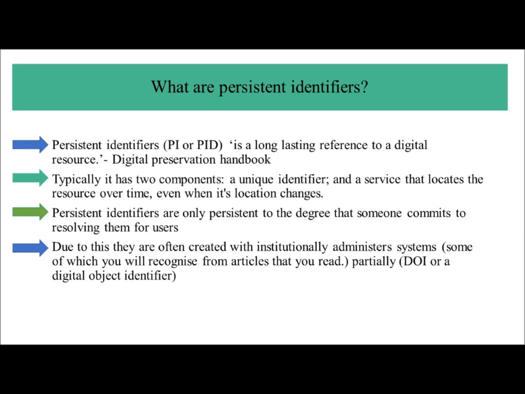Persistent identifiers are defined by the Digital Preservation Handbook as a long-lasting reference to a digital resource. The two main components of PIDs involve a unique identifier and a service that locates the digital resource over time, even when its location changes. Another vital aspect to PIDs is that they are only persistent to the degree that someone commits to resolving them for users. To support this reality, PIDs are often created with institutionally administered systems, some of which are universally recognisable, such as DOI.